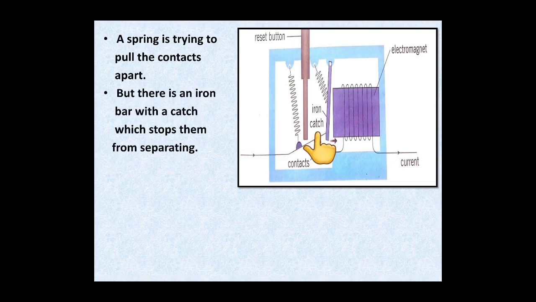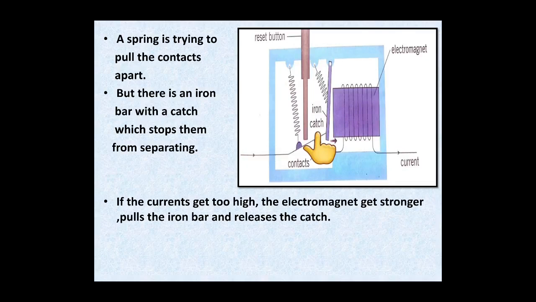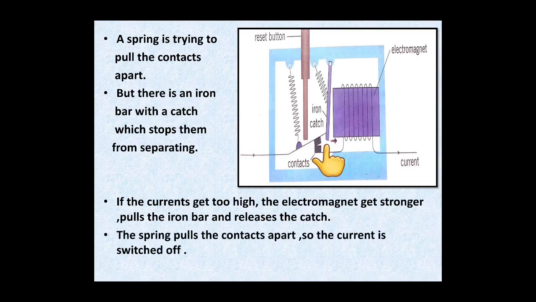When the current passing through the circuit gets too high, the strength of the electromagnet increases. This in turn pulls the iron bar towards the electromagnet. When the iron bar gets attracted to the electromagnet, the two catches are separated and released. Now it's easy for the spring to pull the contacts apart. When the contacts are separated, the current will not pass through them to the device. This is how a circuit breaker ensures the safety of an electrical device.